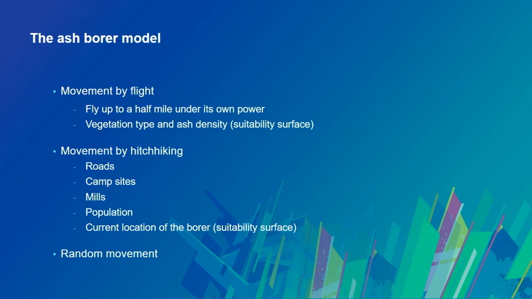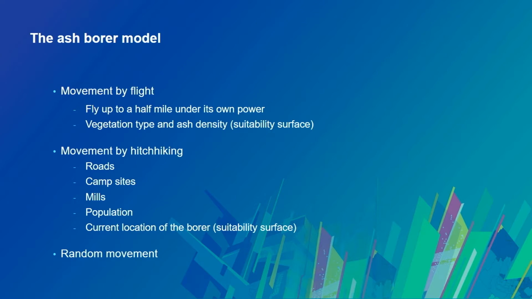That means it flies from one place to another on its own power, and where it will land or where it will actually destroy the tree depends on the vegetation type and other criteria, right? So we will try to take that into account in our analysis.